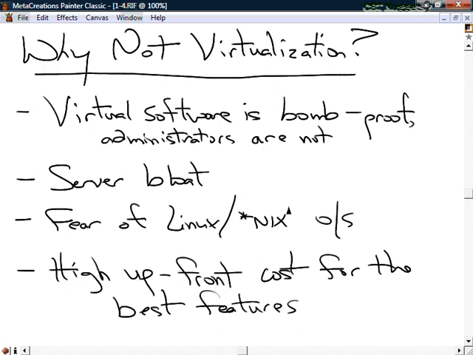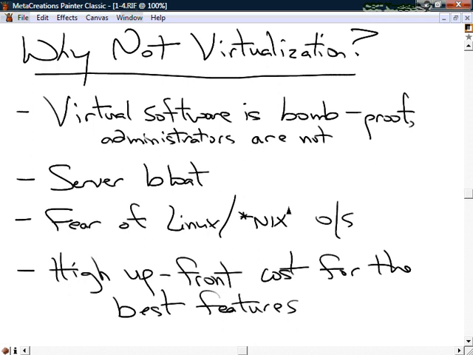Now, that's not to say that you can't buy the lower end versions of VMware. Even the VMware Starter Edition, which doesn't include any support for storage area networks and only includes support for direct attached storage, is still really compelling, because a lot of the features you get are still available there.